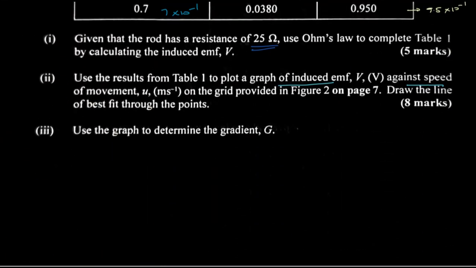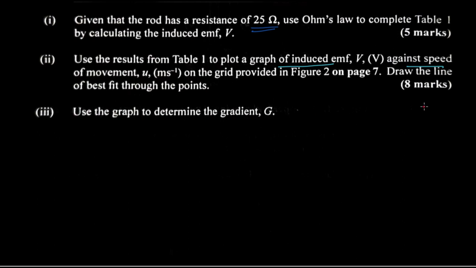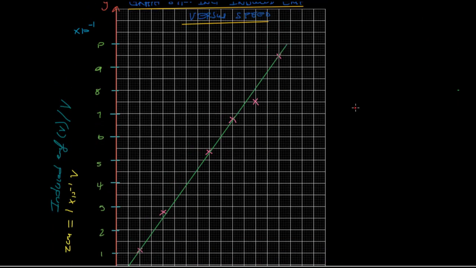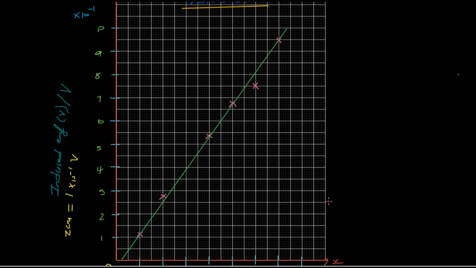After we have done that, it says that we need to use the graph to determine the gradient G. So we can say that our gradient G, and it's always wise to use the symbol as they give in the question. So the gradient G is equal to y subscript 2 minus y subscript 1 divided by x subscript 2 minus x subscript 1. Once we get a straight line graph, we're going to be required to find the gradient. So to do that, I'm going to select 2 points that are far from each other, and then use that to work out my gradient.